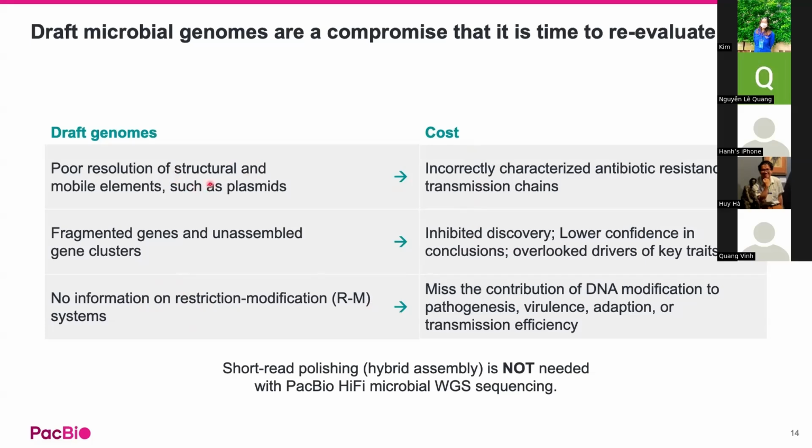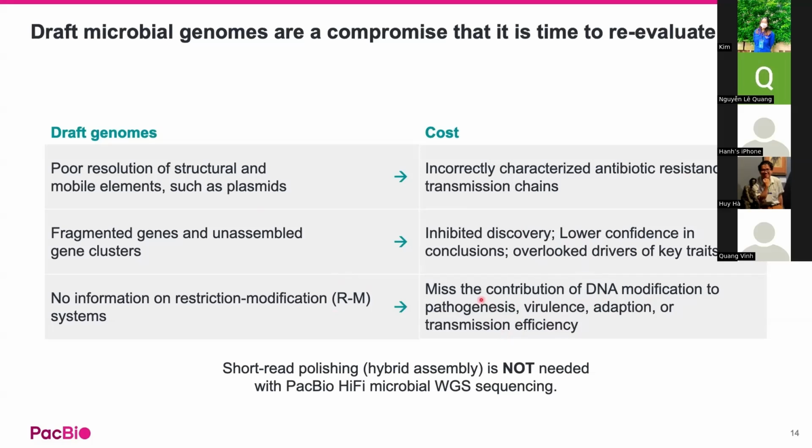For example, if you're not sequencing through all these different regions and elements, you cannot characterize traits such as antibiotic resistance or the transmission chains themselves. And if the genes are not sequenced through properly and are fragmented, you might inhibit discovery. You might not be able to identify that gene, and you will overlook the drivers of these key traits. And with the RM motifs, you will miss the impact of DNA modification on pathogenesis, virulence, and transmission efficiency.